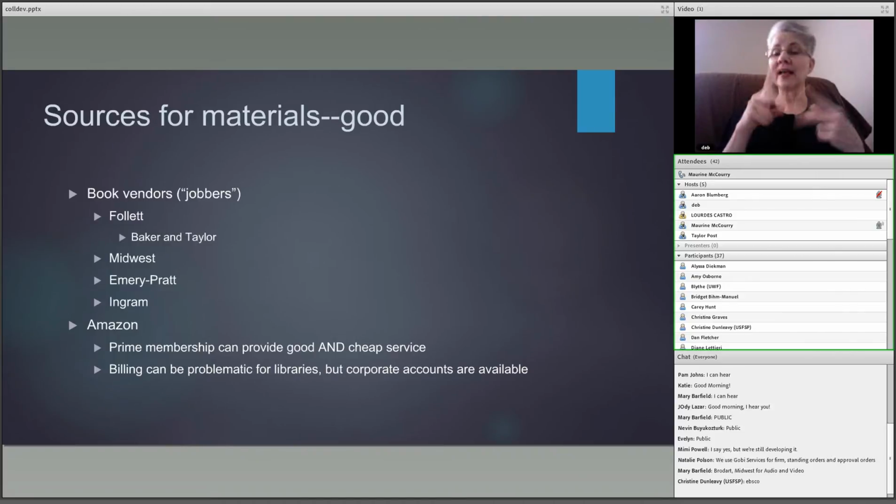Kind of thing that talking with other libraries is really the best source of information. Talking with other libraries of your size and in your region can give you an idea of what vendors are going to be best for your particular collection.